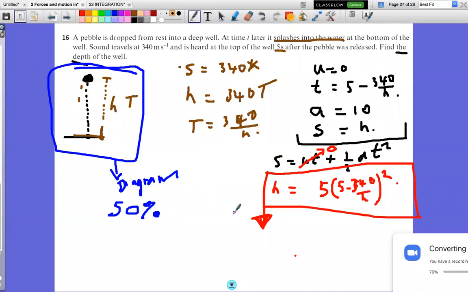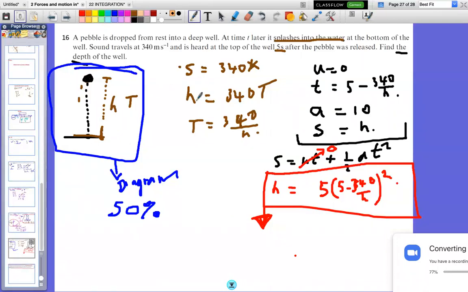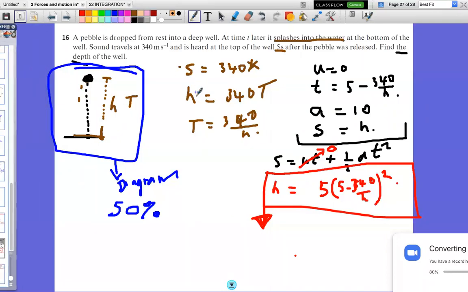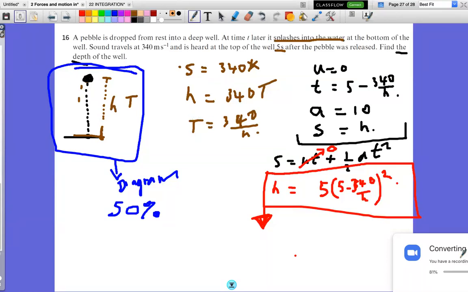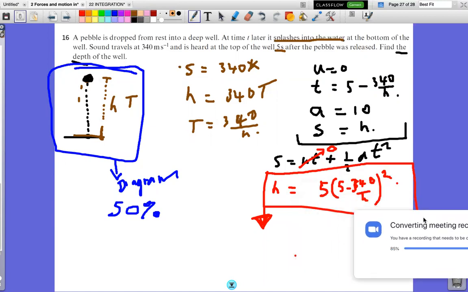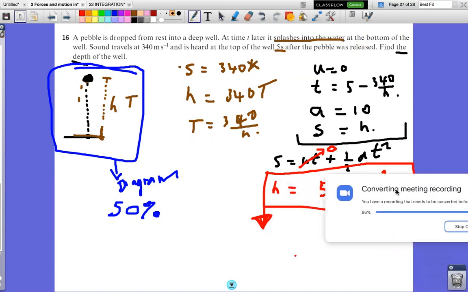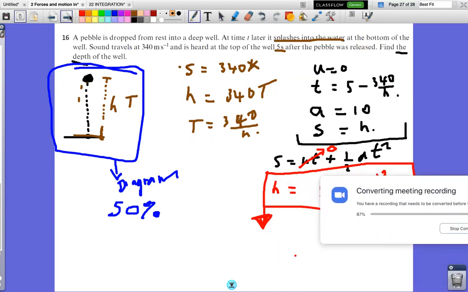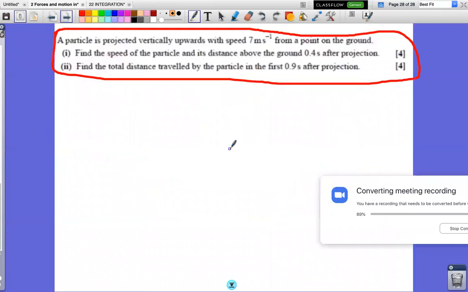You don't need to spend time making it perfect, you are not doing art, so you don't need to draw something perfect. Just make a sketch of what the problem looks like. Okay, for the rest of the time, I want us to look at this past paper question.